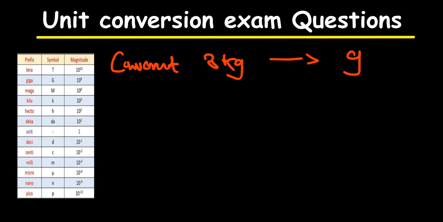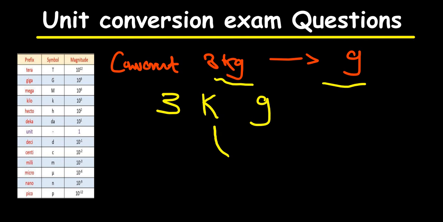Okay, so the conversion is very easy when we are using the metric system. This is what we are going to do. I'm going to write 3 k g. For me to convert this 3 kg to grams, I just have to replace this k here with the value from the metric system.